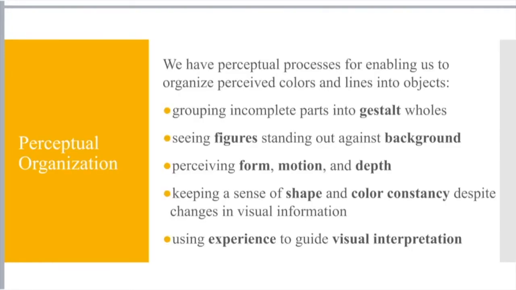With perceptual organization, we have perceptual processes that enable us to organize perceived colors and lines into objects. We are able to group and complete parts into gestalt wholes. We'll talk about that. We'll see figures standing out against backgrounds. We perceive form, motion, and depth. We're able to keep a sense of shape and color constancy despite changes in visual information. Think about it: if the lights turn off, we don't say the object turned color. We say the color is the same, the lighting's just different. And lastly, we use experience to guide visual interpretation.